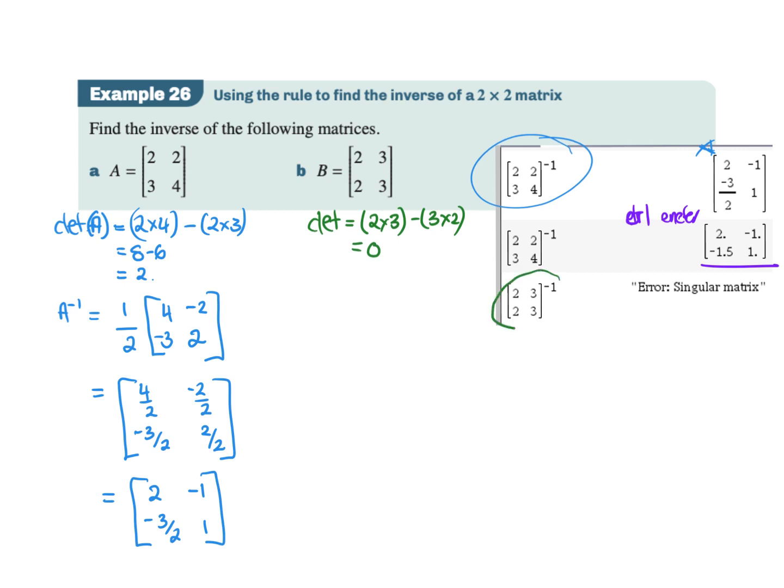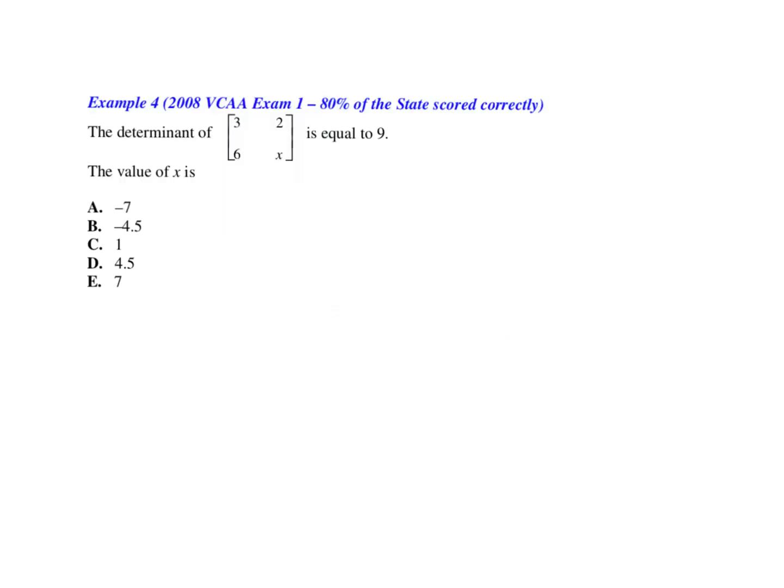I tried to put it in the calculator, and when I put it in the calculator, it told me it was an error, and it even tells you that therefore it's a singular matrix. It means you can't get an inverse, okay? So we just would stop there. So when it says find the inverse, you just say inverse cannot be found because determinant equals 0, okay?